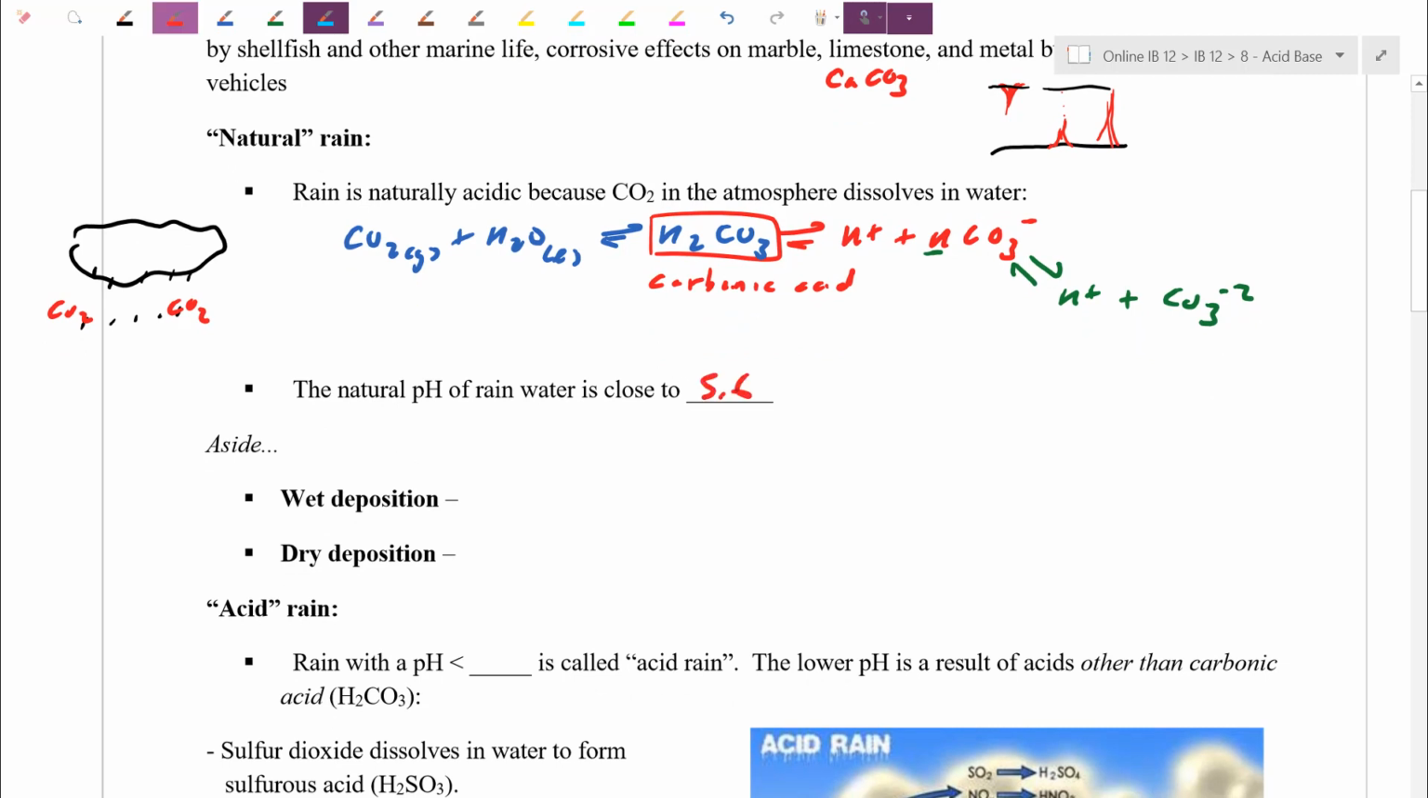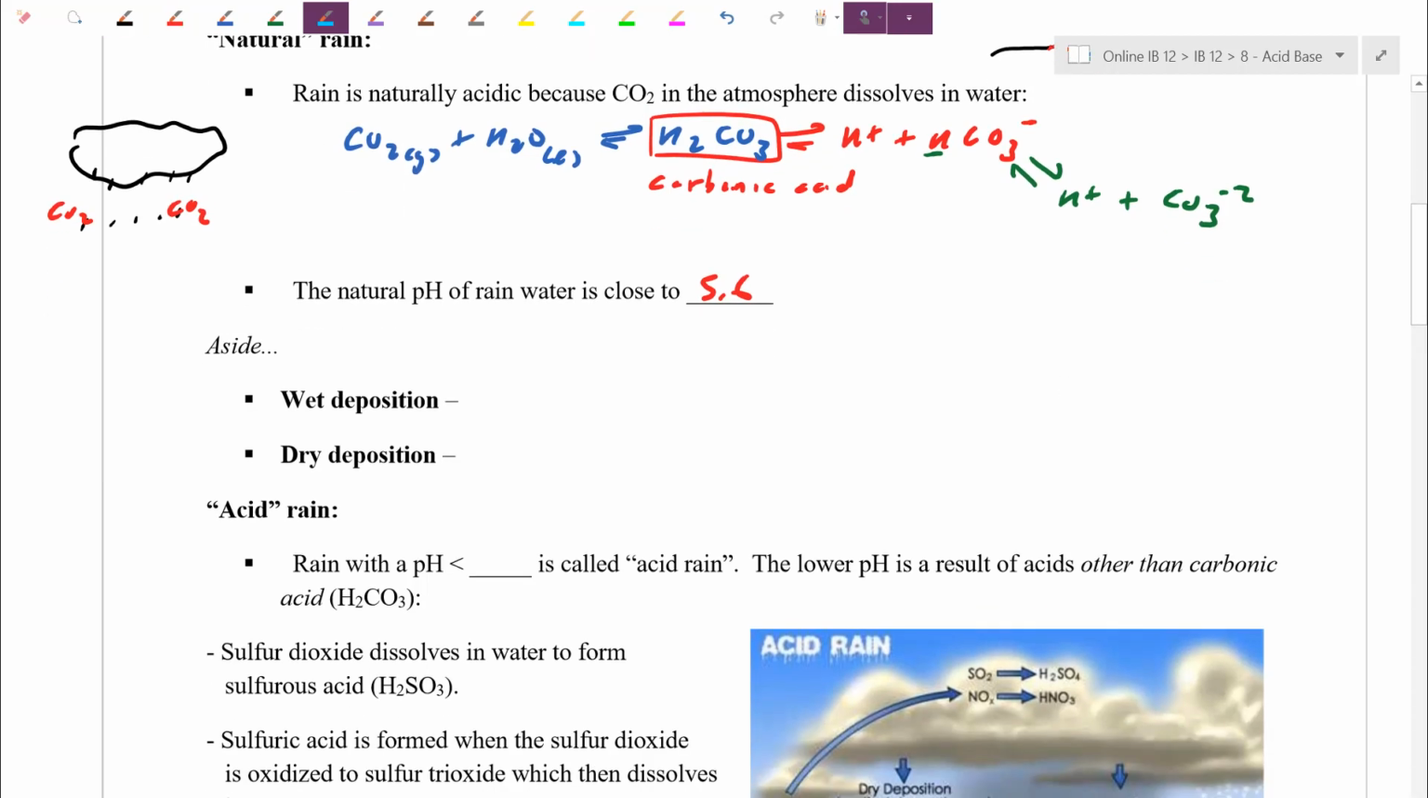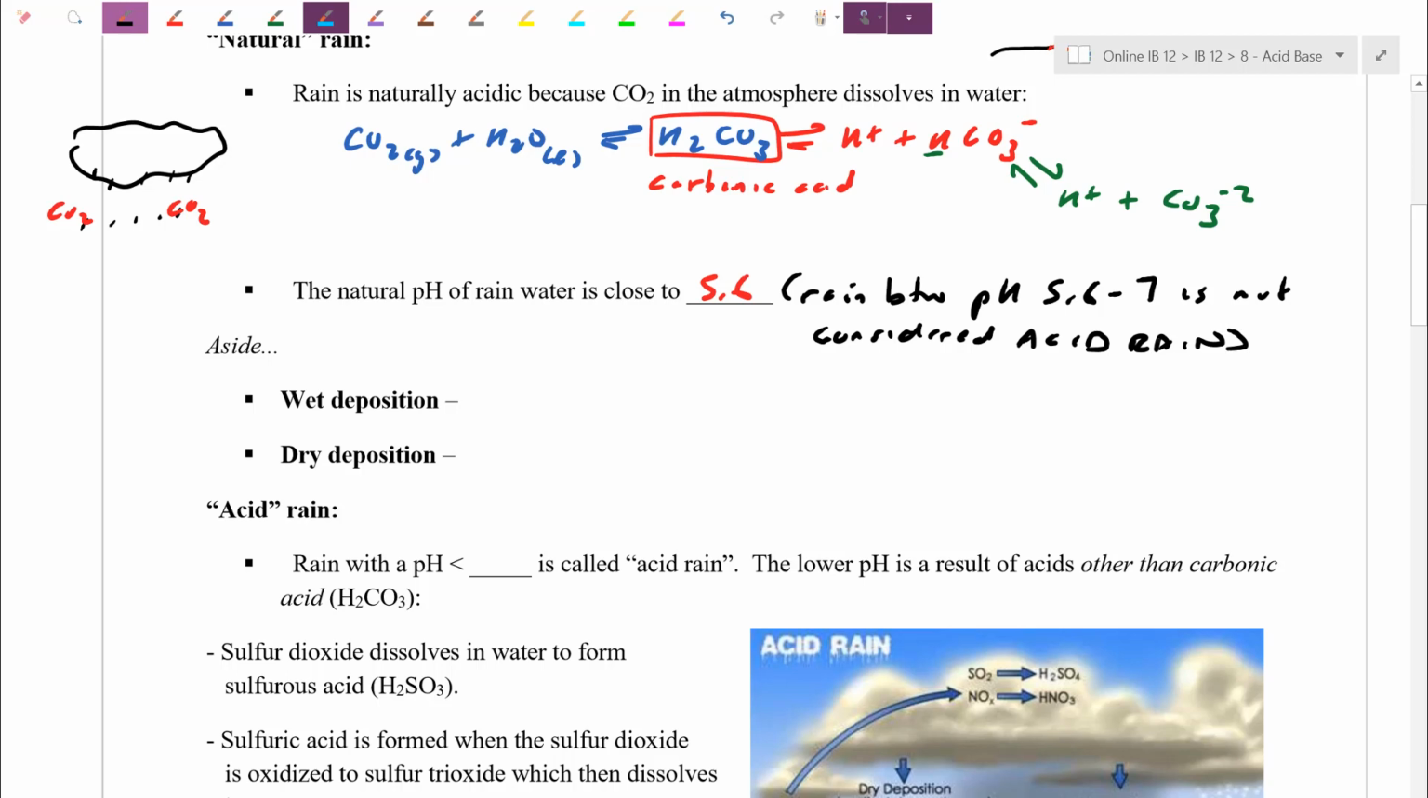Okay, remember we're on a logarithmic scale here. Every step is sort of 10 times more intense than the one before it. Because of that, rain that's between a pH of 5.6 to what should be 7 is not considered acid rain. Okay, we're going to reserve that acid rain term for what's coming up here. Rain is already naturally acidic because of this carbonic acid.